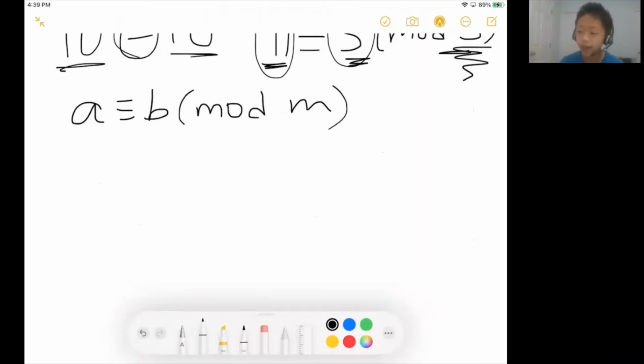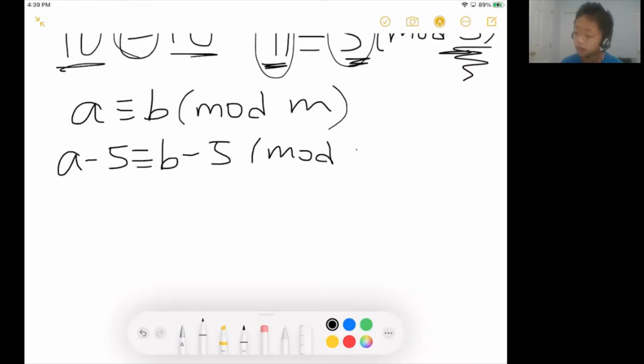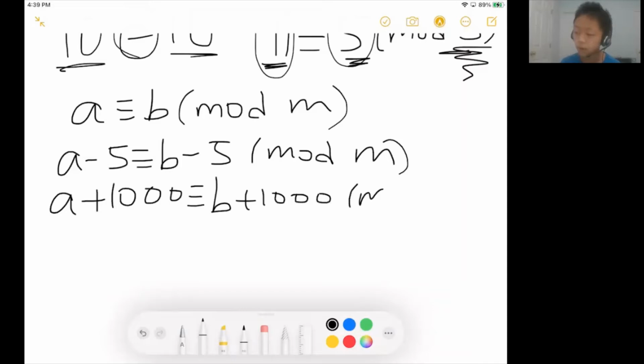So I can subtract 5 from both sides. I can say A minus 5 is congruent to B minus 5 mod M. I can also add to both sides. So I can say A plus 1,000 is congruent to B plus 1,000 mod M. That's pretty intuitive, like we can do that in normal algebra. We can add or subtract the same things on both sides, and we can do the same thing with modular congruences here.